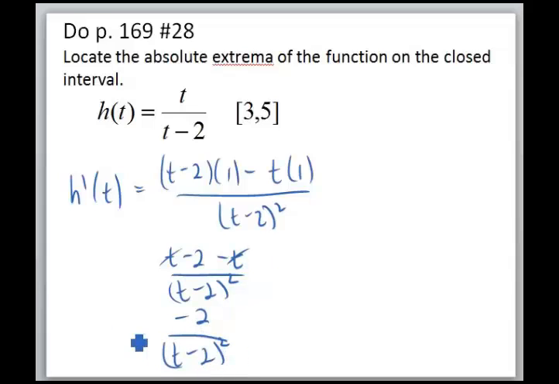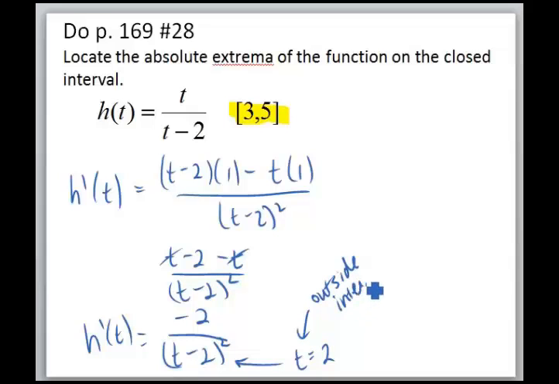This is my derivative. The only critical number is right here at 2. So when t equals 2, there's a critical number. But look at my interval. This falls outside of my interval. So I do not even have to check it. I only have to check my endpoints.